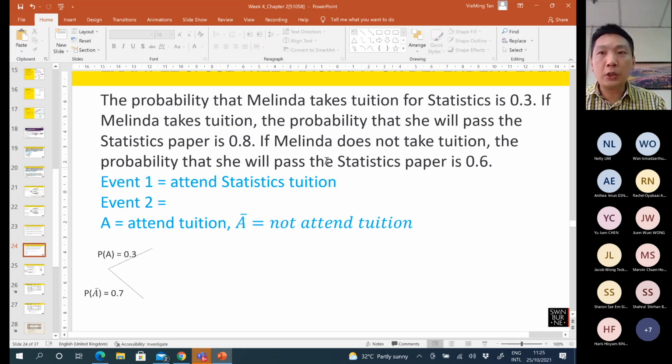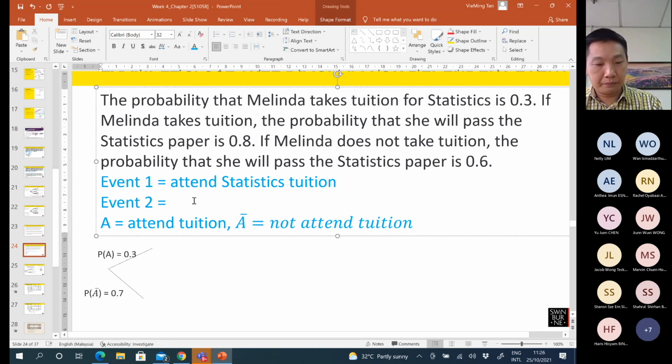Okay, next sentence. If Melinda takes tuition, that means if A already happened, the probability that she will pass the statistics paper is 0.8. Next sentence. If Melinda does not take tuition, the probability that she will pass the statistics paper is 0.6. So from this sentence, we know that the second event is about either passing or failing the statistics test. So here I can put pass statistics test.